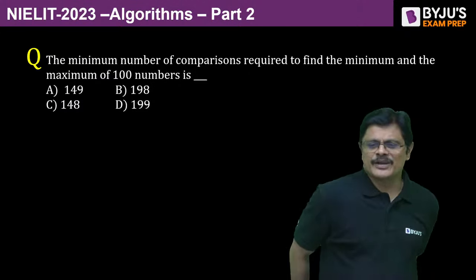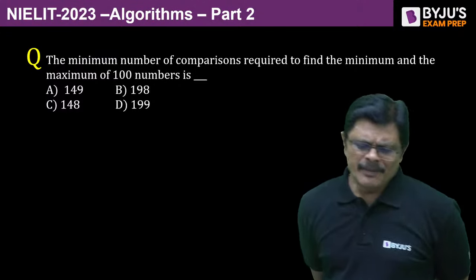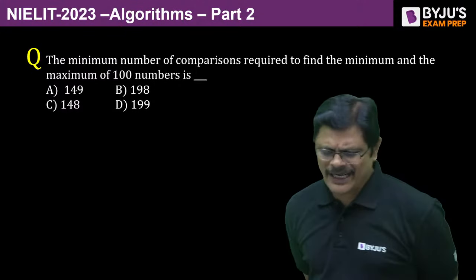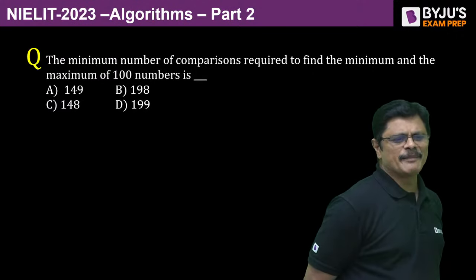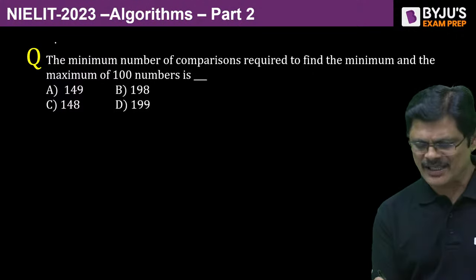Yeah. The next one. The minimum number of comparisons required to find minimum and maximum of 100 numbers. We generally call it the min-max algorithm, sir. It is the min-max algorithm.